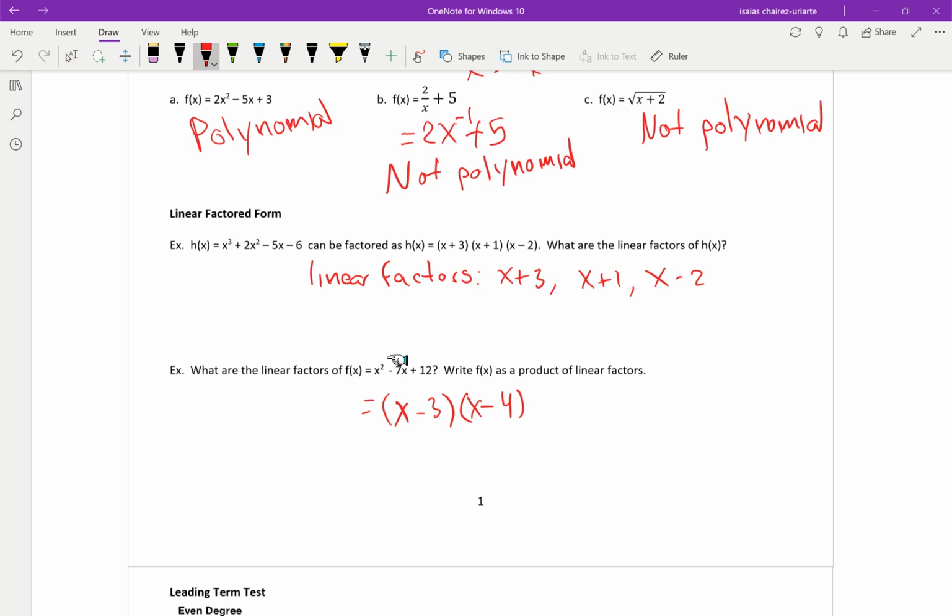And so then the linear factors are just x minus 3, comma, x minus 4. Okay, good. So again, why do we want to factor polynomials? Well, because eventually we're going to want to find the x-intercepts. And to find the x-intercepts, we're going to have to set y equal to 0. And that's when factoring will come in handy.